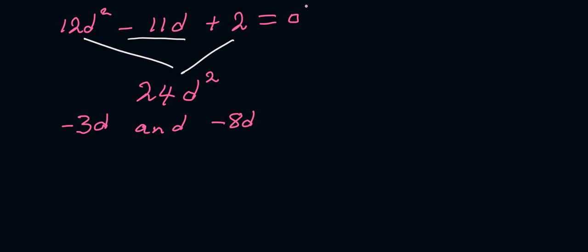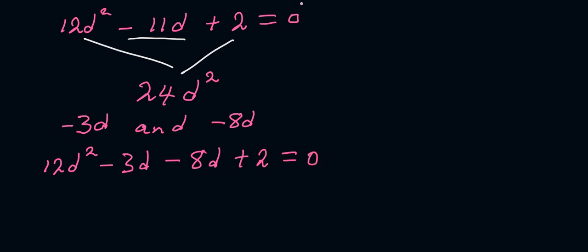So what I'm going to do next is to replace negative 11d by both numbers. So we are going to write the equation again, and it will take this form. 12d squared, negative 3d, negative 8d, plus 2 equals 0. We have just replaced negative 11d by these two numbers, negative 3d and negative 8d.